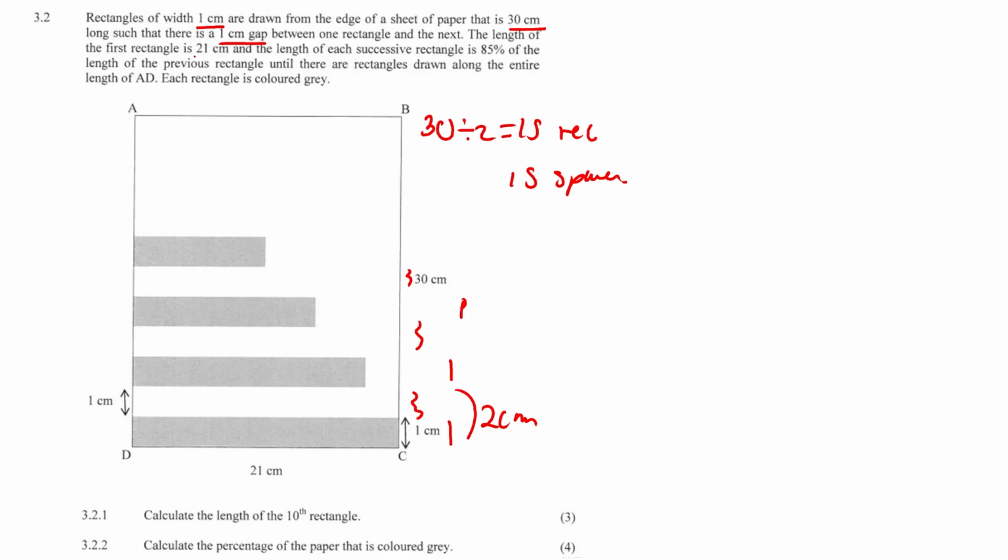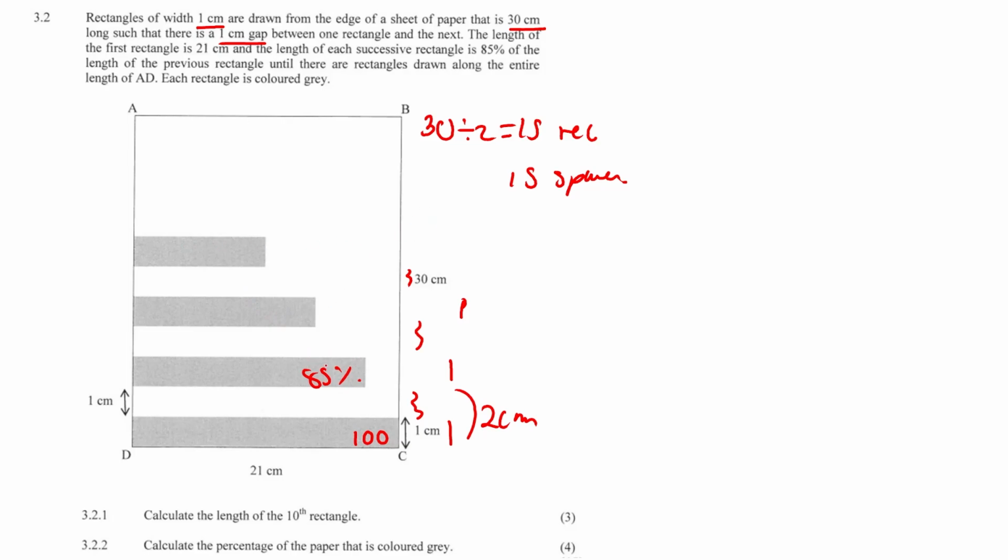The length of the first rectangle is 21 centimeters. So this is 21 centimeters. And the length of each successive rectangle is 85% of the length of the previous rectangle. So let's just say this is at 100%. Then that's going to be at 85%. Then what is 85% of 85%? And you get my drift, right?